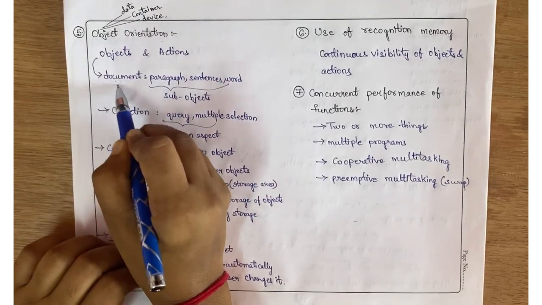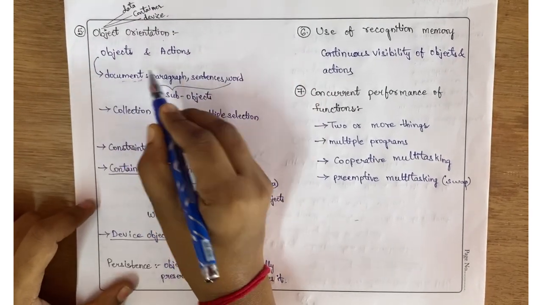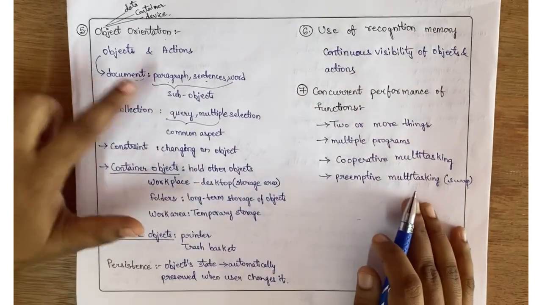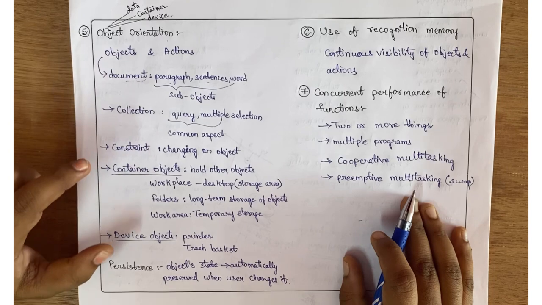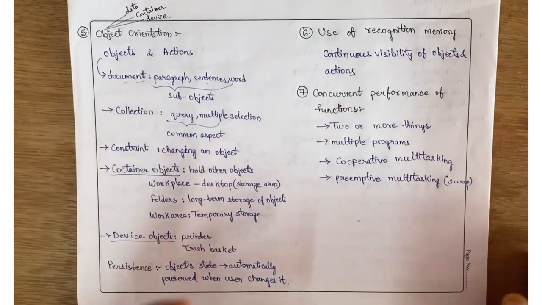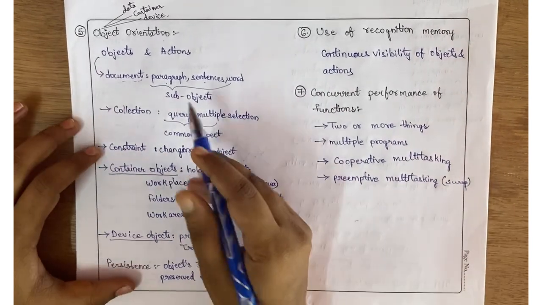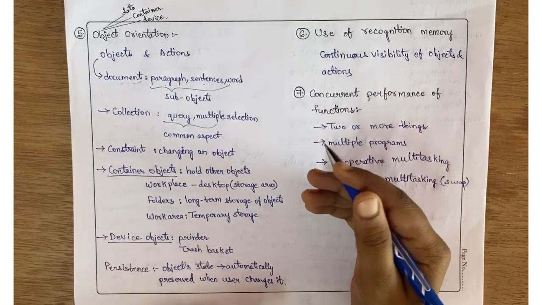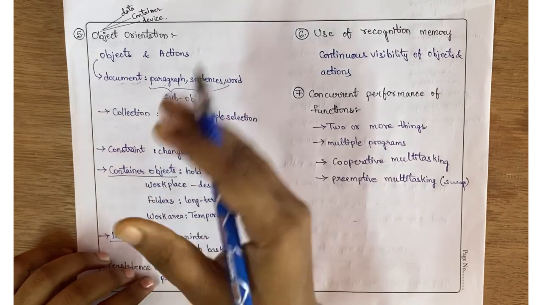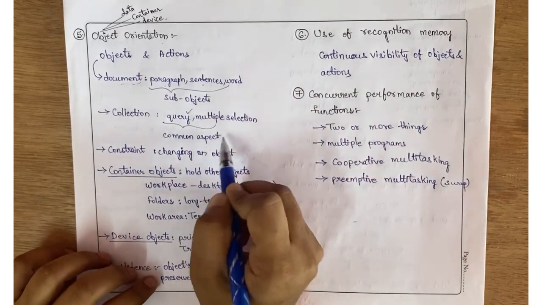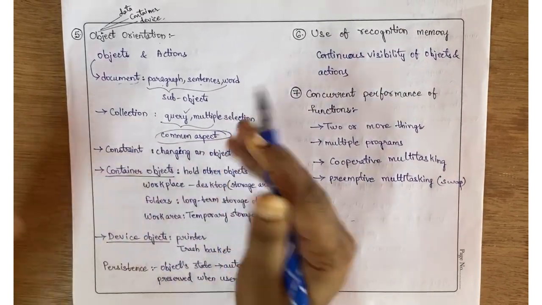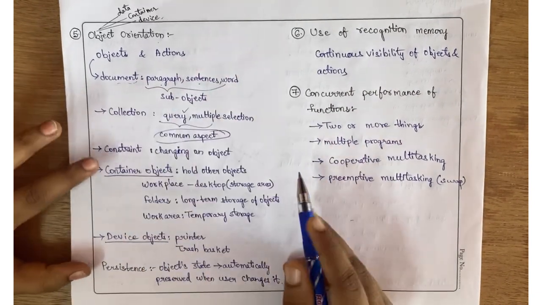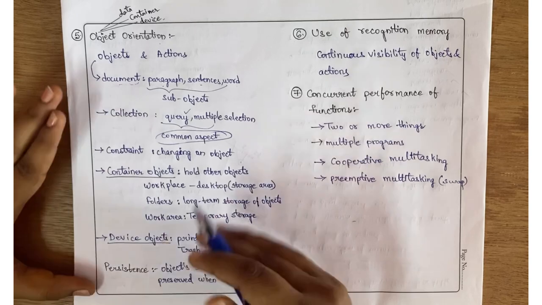Now if we take this document as an object, then a paragraph, sentences, words, letters, all of this come as sub objects in this document. And how will we form a collection of objects, how do we collect all these objects? There may be certain criteria, like based on some query or some multiple selection. That means based on some common aspect, we will be selecting those objects.